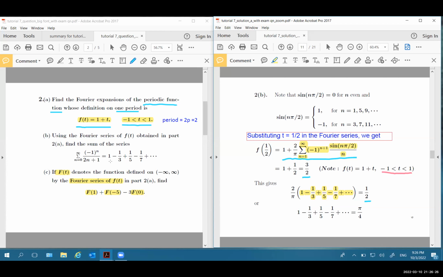Notice it's the same series here, same as your part B of this series. So yeah, you actually got the series already. All right, so what is this sum? And your 2/pi, you just divide over.